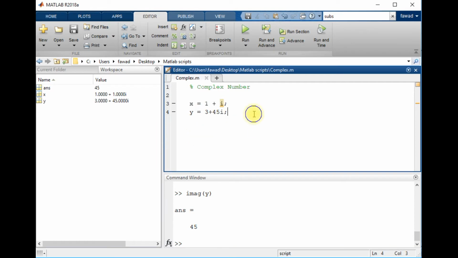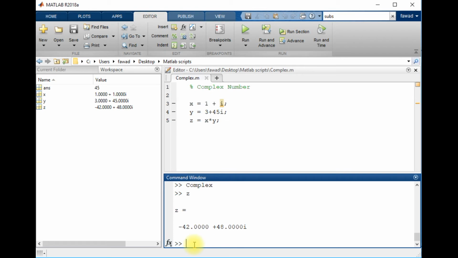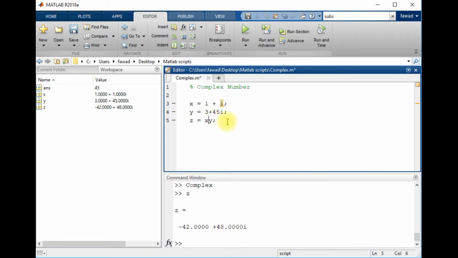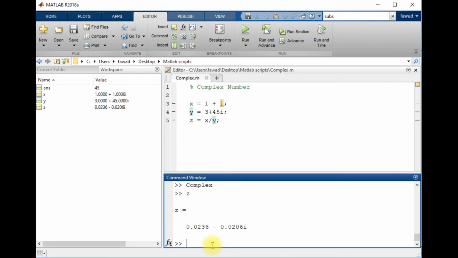I can multiply both of these numbers. This is very simple. x asterisk y. If I write this and I execute the code, I will get the value of z is equal to minus 42.0 plus 48 point something else. I can divide, but when I divide them, what I see is the result of z is equal to 0.0236 minus 0.0206 iota.